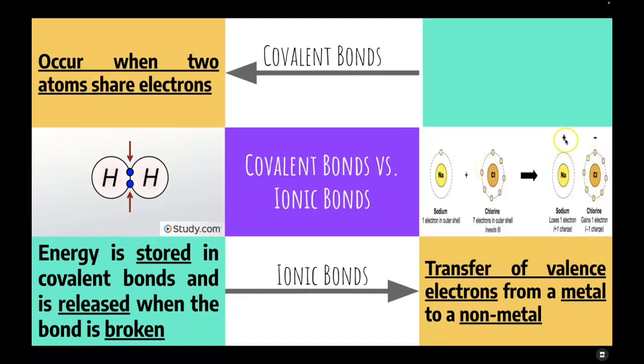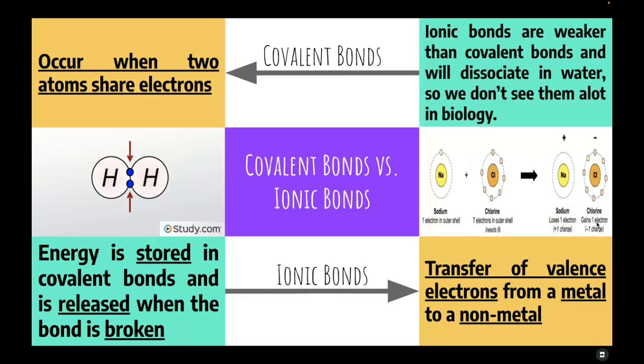And so in doing so, you can see that sodium now has a positive charge and chlorine has a negative charge, because sodium loses an electron and chlorine gains an electron. All right. And so ionic bonds are weaker than covalent bonds and will dissociate in water, so we don't see them a lot in biology because they're weaker bonds.